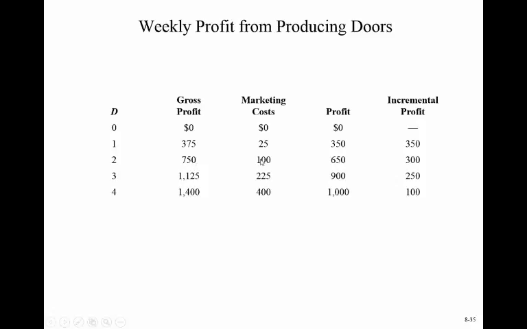We do a similar one, and our total profit for 2 doors is $650. Well, the difference between $650 and $350 is over here on the right, which is $300, which means the second door that we make will have an incremental profit of $300. We continue that on, and it's $250, and then it drops to $100.